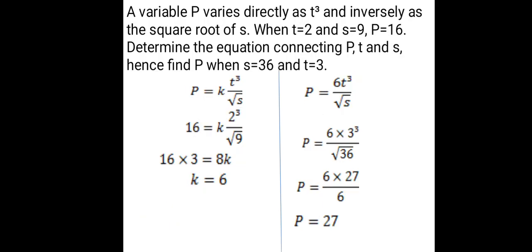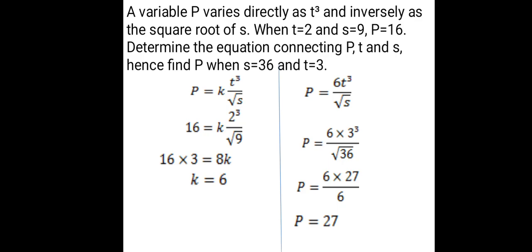A variable P varies directly as T cubed and inversely as the square root of S. When T is equal to 2 and S is equal to 9, P is equal to 16. Determine the equation connecting P, T, and S. Hence, find P when S is equal to 36 and T is equal to 3.